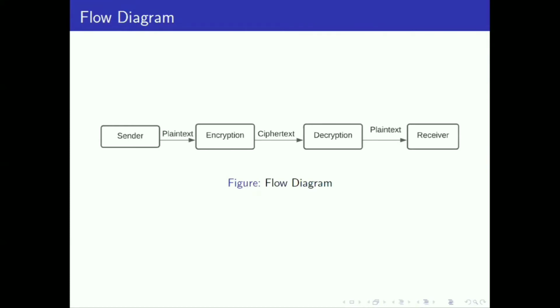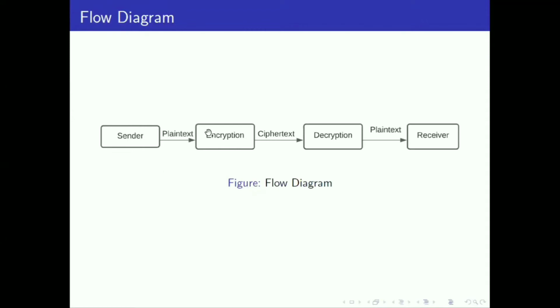For this we have two users. The first is a sender and the second is a receiver. The sender is the person who wants to send some message to another user, which is the receiver. Here we call messages plain text. One example: suppose you are sending a message hi. So hi is the plain text.